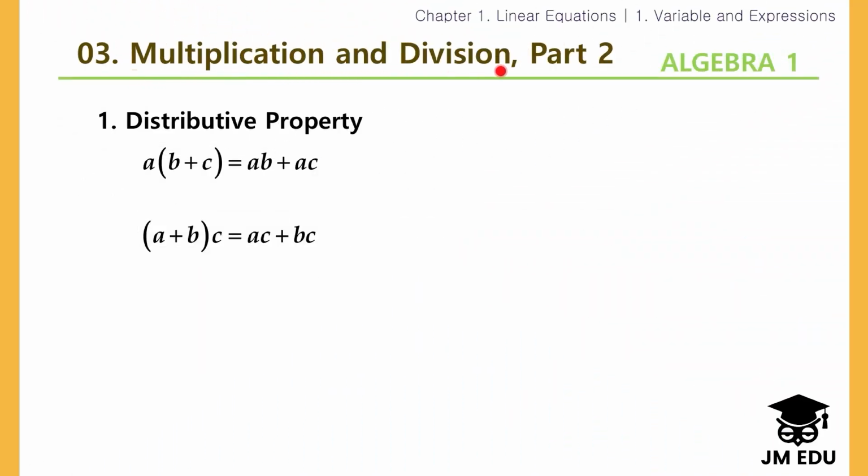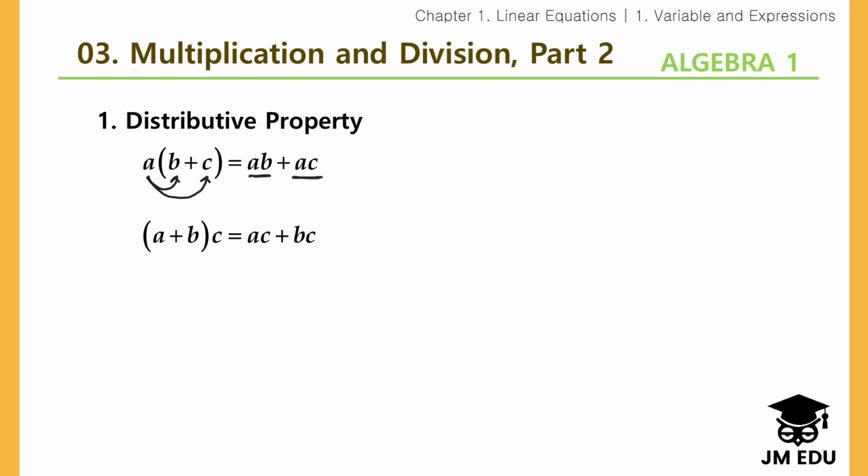Multiplication and division, part 2. For number 1, we have the distributive property. When we multiply a monomial by a binomial, we have to apply the distributive property to multiply these two expressions. So, a times b, right here, plus a times c, right here. That's how we apply the distributive property.